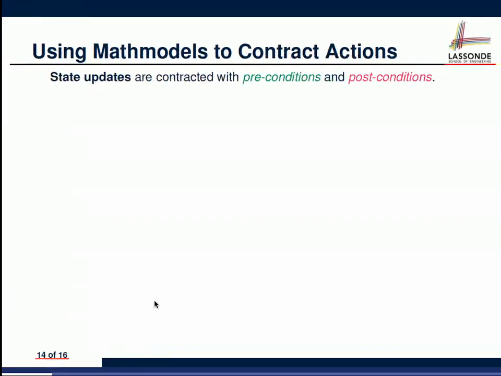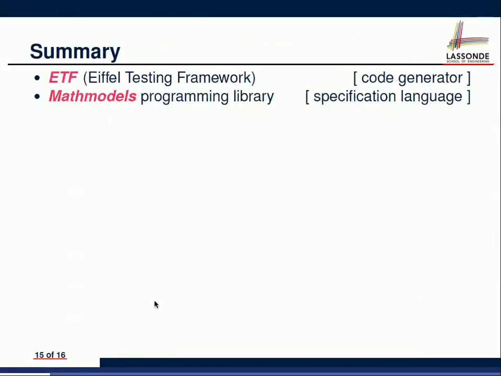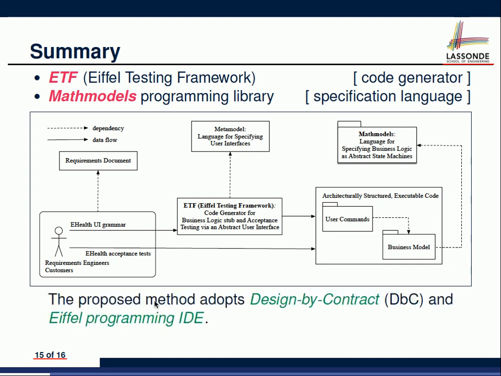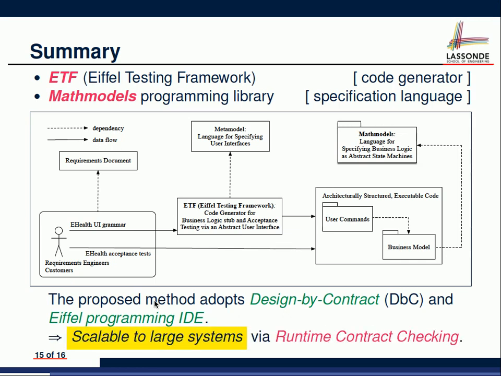Okay, finally, I'll make a conclusion. For this paper, I just want to show you the two contributions we have. We have ETF, which is a code generator, and we have math models, which is a programming library for you to specify contracts of your business model, of your business logic. That's the diagram I have gone through in detail. Finally, because we are using design by contract and the IFO programming IDE, we claim that it's scalable to large systems because we're only doing testing as opposed to theorem proving or model checking. Okay, I'll be happy to take your questions.